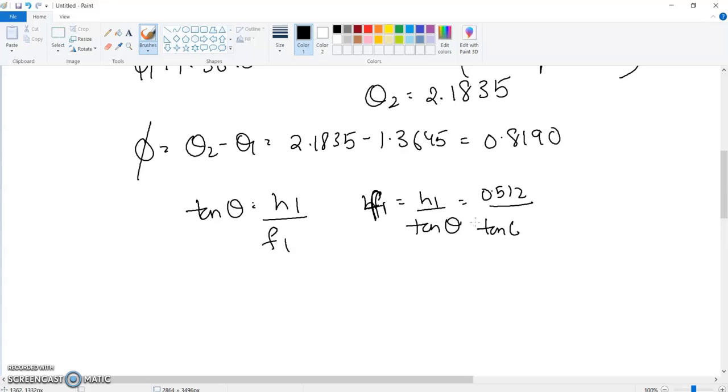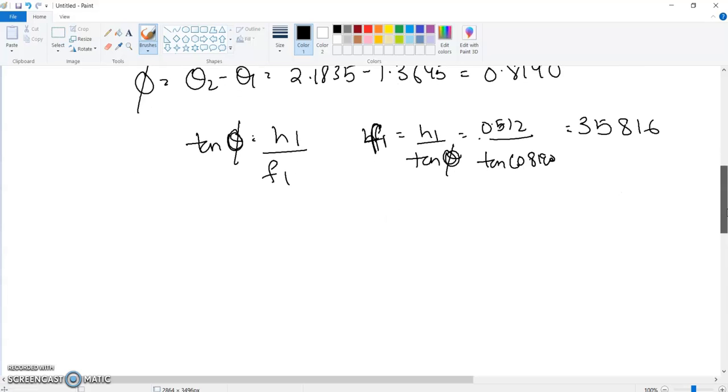The theta is basically your phi, right? So it's tan phi, the tangent of 0.8190. This will give me the focal length distance, which is 0.512 divided by tan 0.8190. All right, so I'm getting a distance of 35.816. Now that is basically my vertical distance, right? So I have to calculate the horizontal distance.